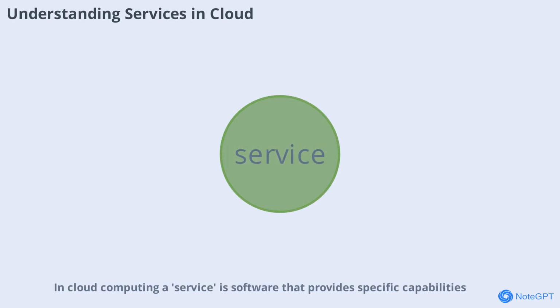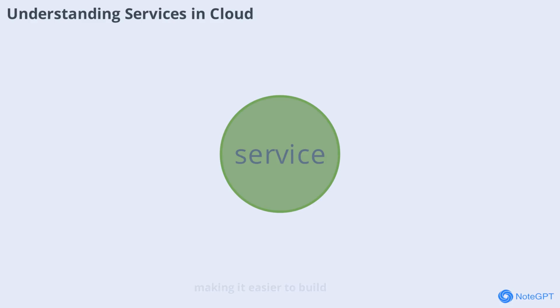In cloud computing, a service is software that provides specific capabilities, logically grouped and encapsulated for use by applications. Services are called by applications to utilize these capabilities, making it easier to build complex solutions by combining different functionalities. This modular approach is at the core of cloud platforms, allowing developers to focus on innovation rather than infrastructure management.